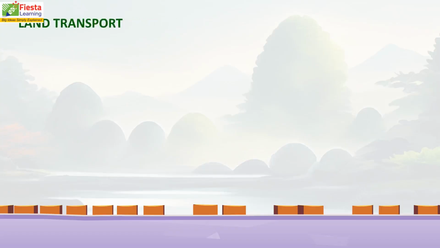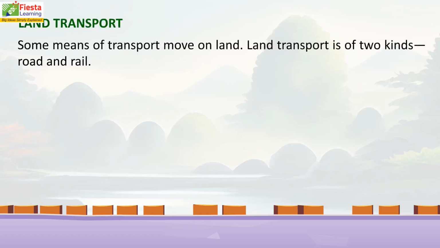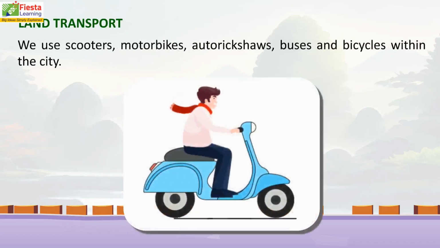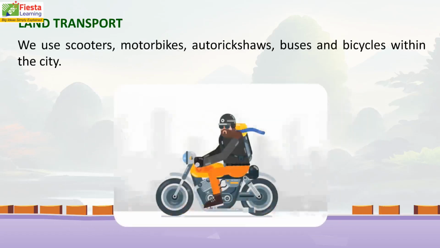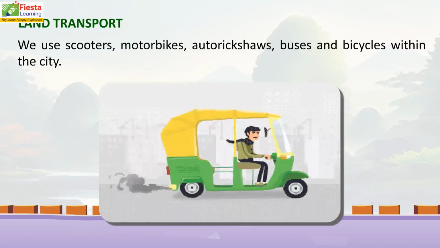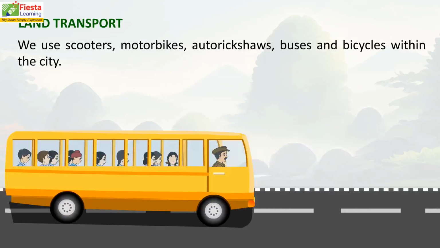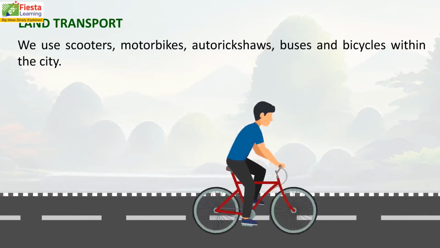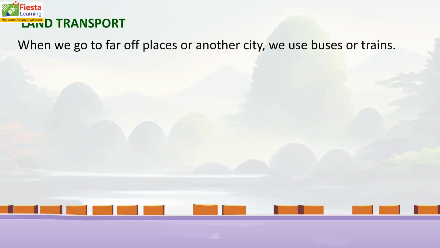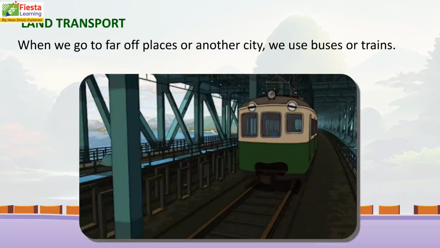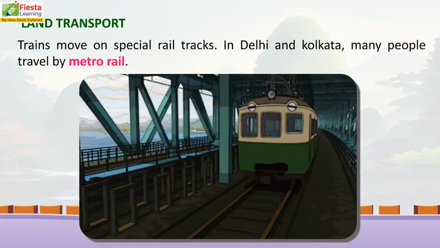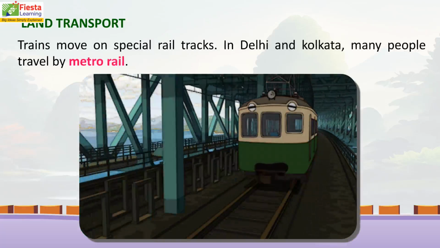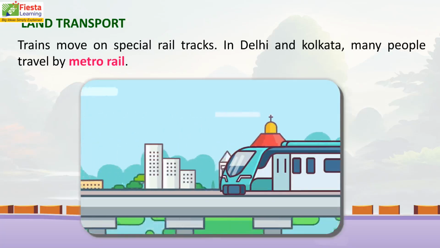Land transport. Some means of transport move on land. Land transport is of two kinds, road and rail. We use scooters, motorbikes, auto rickshaws, buses, and bicycles within the city. When we go to far off places or another city, we use buses or trains. Trains move on special rail tracks. In Delhi and Kolkata, many people travel by metro rail.